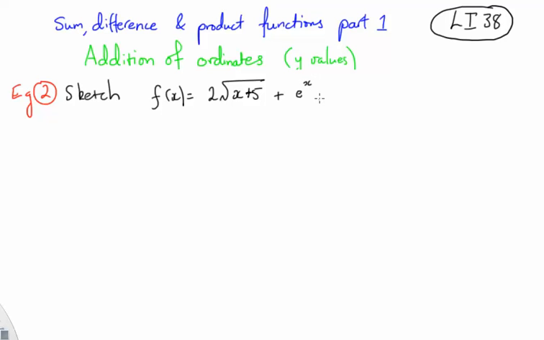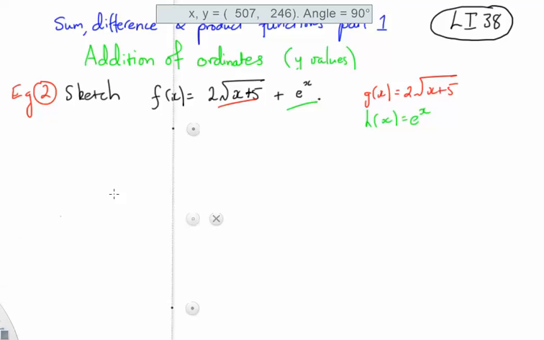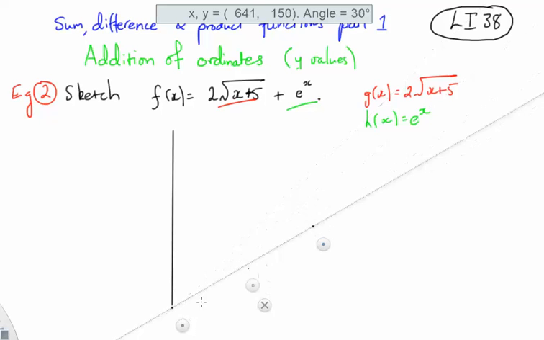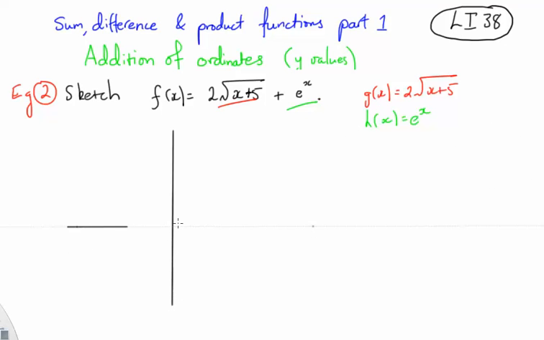Okay, how could we sketch this? Same sort of story. So we're going to call this function here g of x, and that's going to equal 2 times the square root of x plus 5, and I'm going to call this function here h of x, e to the x, and we can sketch both of those. Nice big axes, as always. No puny rubbish here. There's our x, there's our y.